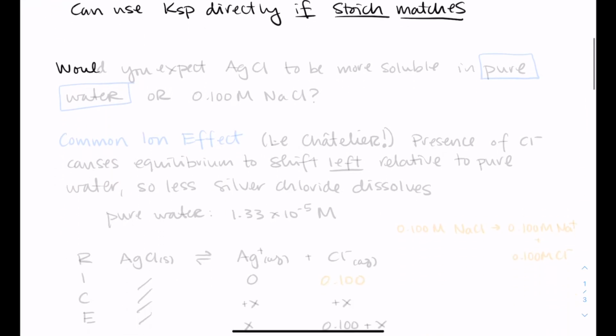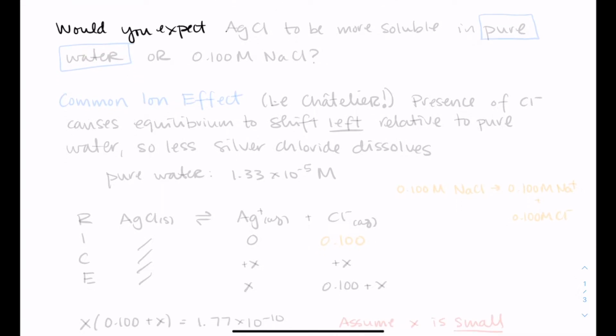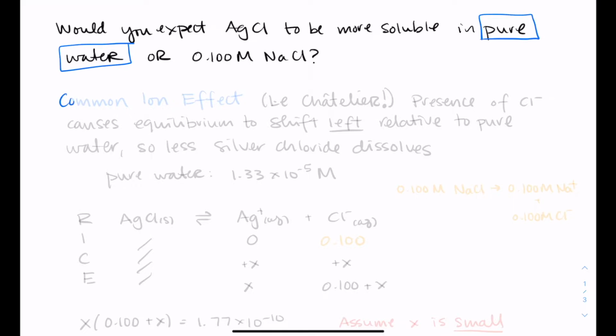Let's talk about solubility in something other than pure water. So the question that I want you to ponder and that we're going to answer is, would you expect silver chloride to be more soluble in pure water or in 0.1 molar sodium chloride? Now, intuitively, you can kind of think about this. Solubility of silver chloride. How do we deal with solubility? Write the equilibrium. Look at the equilibrium, and is there anything that would affect the equilibrium in one of these? The answer is absolutely yes.